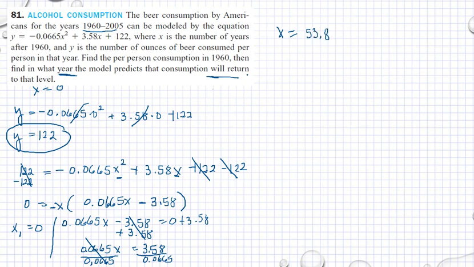Rounding that to the next year, it is 54. So 1960 plus 54 should be 2014. In the year 2014, it will go back again. I don't know if it's true.